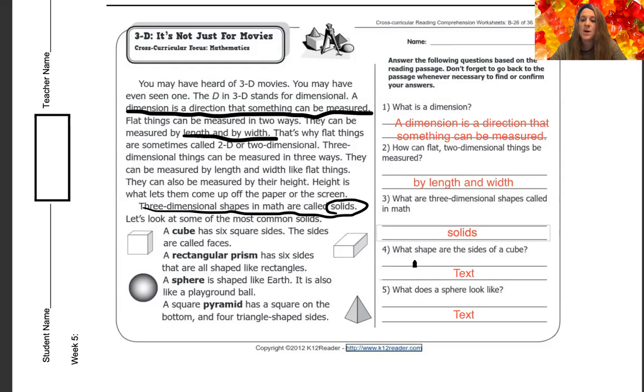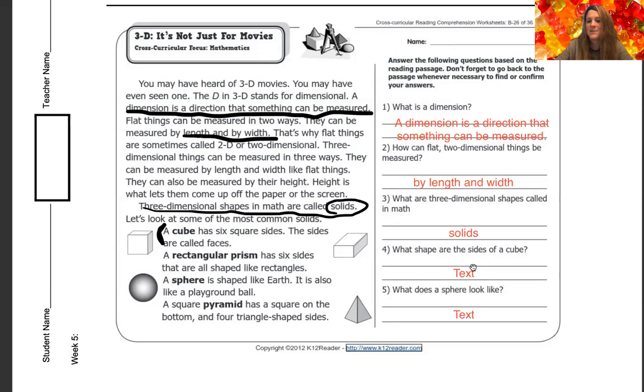Okay, question number 4. What shape are the sides of a cube? What shape are the sides of a cube? And I want you guys to actually write that one all on your own. What shape are the sides of a cube? And you're going to look right here where it talks about the cube. It tells you what shape the sides are. You're just going to write that word. Okay? It says a cube has 6 square sides. The sides are called faces. So what shape are the faces?